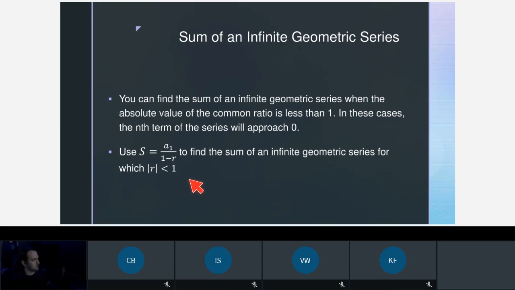I know it's crazy. And that formula is right here. The sum of an infinite geometric series, when your common ratio, the absolute value, is less than 1, is A1 all over 1 minus R. Very simple.